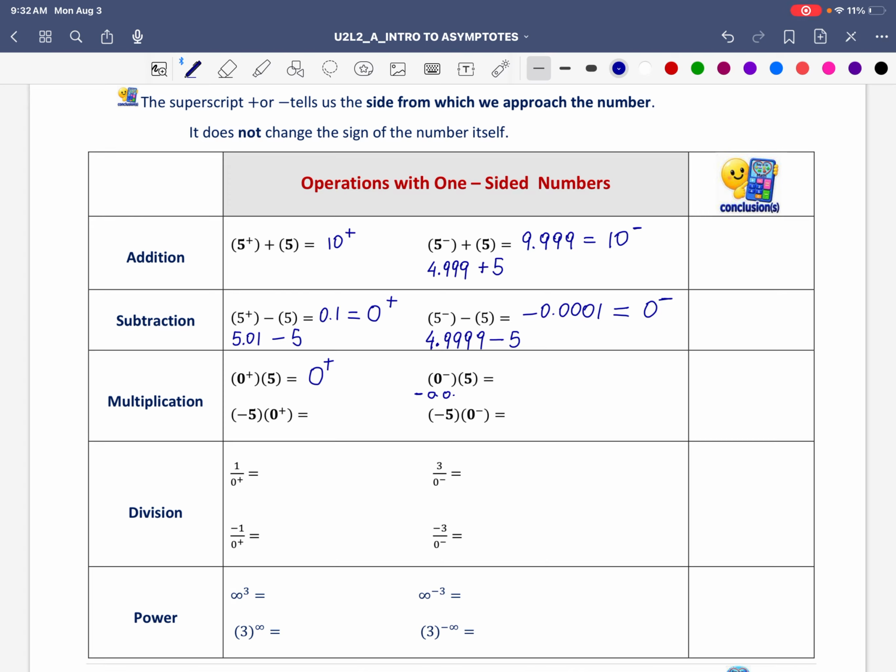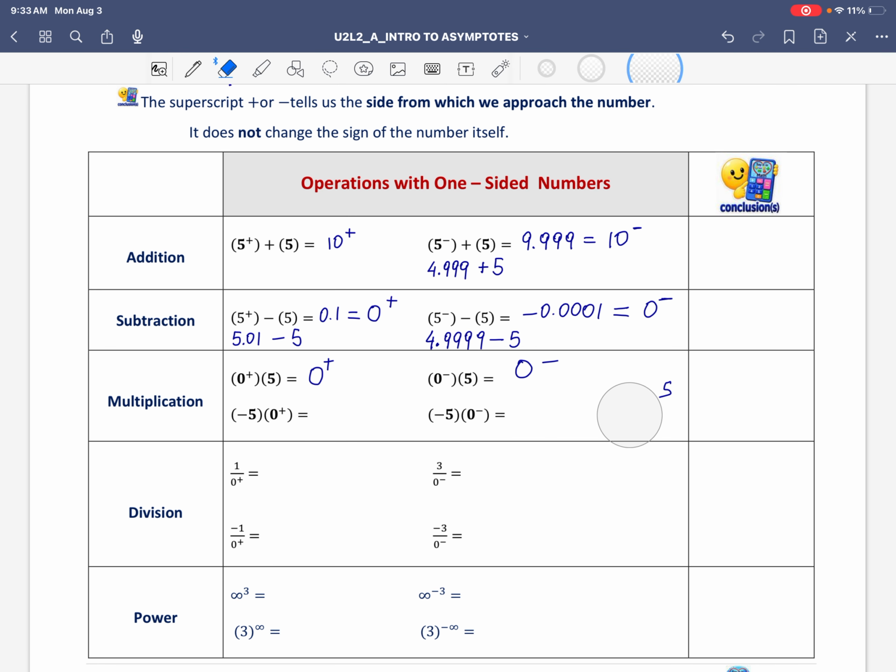Okay? Now, in a similar way, when we multiply 0 minus by 5, we're going to get a negative 0.00 multiplied by 5 will give negative 0.00005. How many zeros are here? 2, 4, 5, right? So this is going to be, again, a 0 minus.